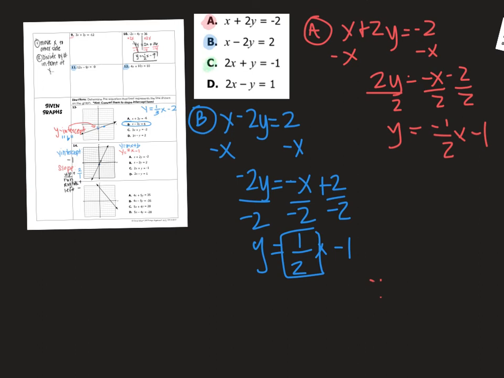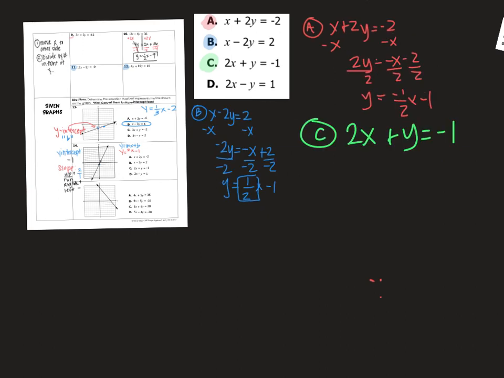Go ahead and do C, get y by itself. All right, so you'll subtract 2x from both sides. You're left with y equals negative 2x minus 1. And the reason why this does not work is because we want our 2 to be positive, not negative.